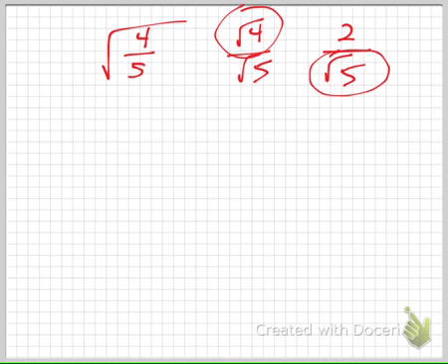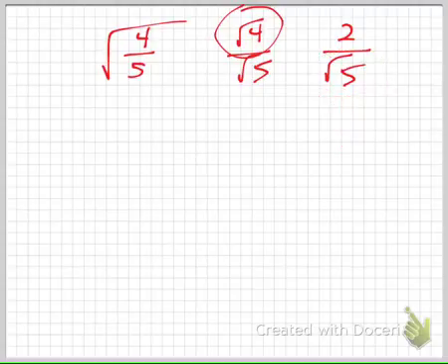So you can't divide it by an irrational number. The irrational number can't be on the bottom. Does that make sense? It just can't be. You can't divide it by that number. So anyway, what do you do then? How do I get rid of this square root down here?